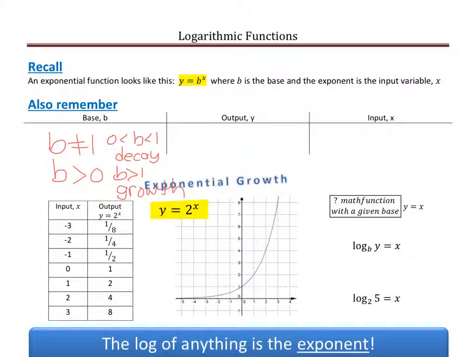The output was always positive, so the y is always greater than 0, and not equal to or greater than 0. It has to be greater than 0. And we found that because there were no limitations on the domain. x could be negative, and it could be positive.